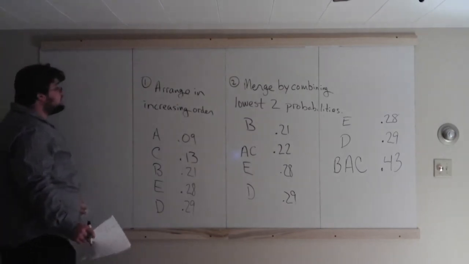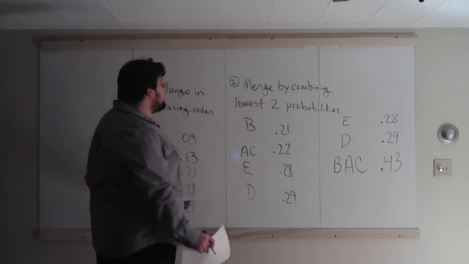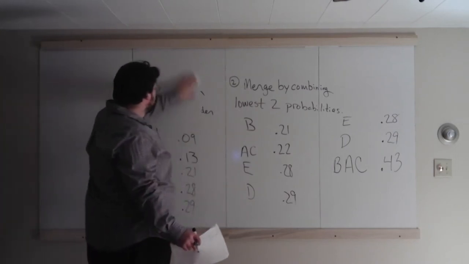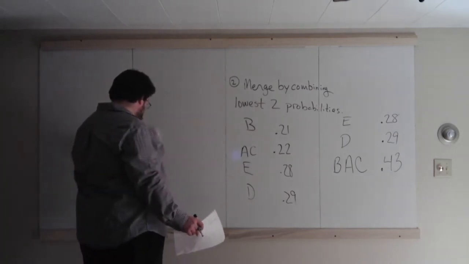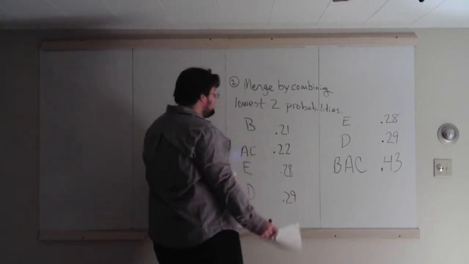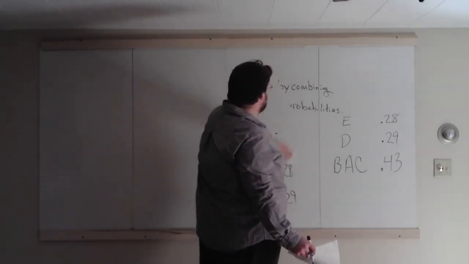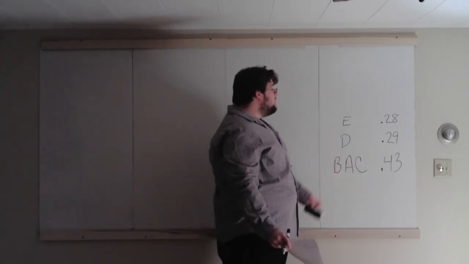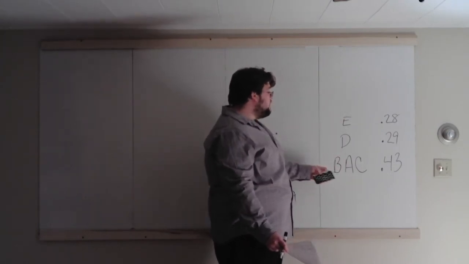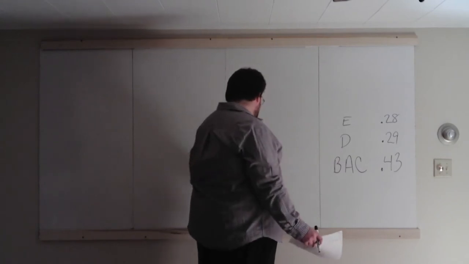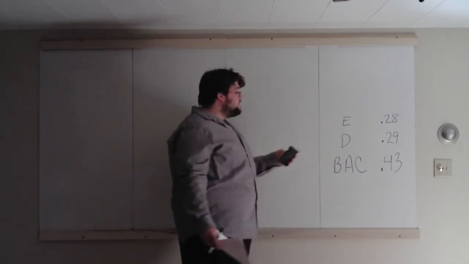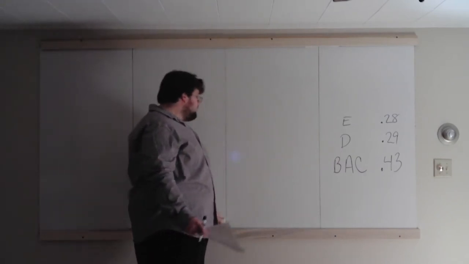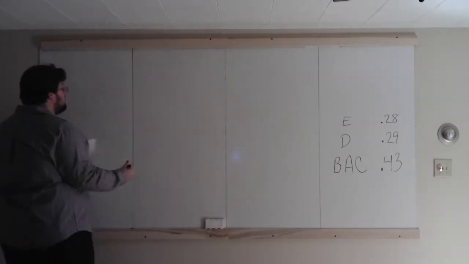And the next two steps are still going to be merging these by combining the lowest two probabilities. So next we have EDBAC. We combine the lowest two. We're not going to keep adding on to BAC here because BAC is not one of the lowest two. We combine the lowest two. The lowest two are ED.